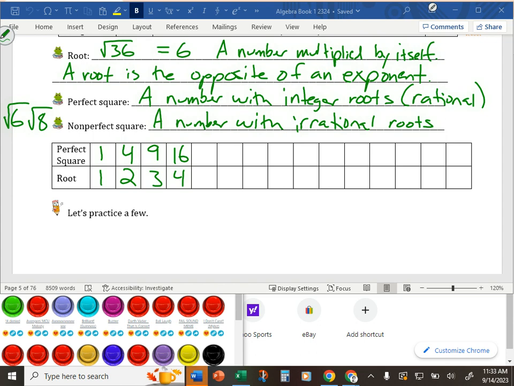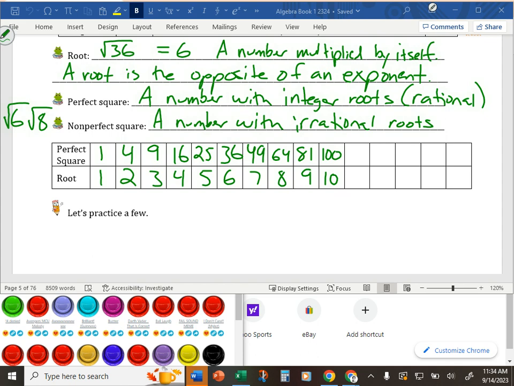Make sure we're jotting these down. This can go on a help sheet for the test. What comes after 16? 25. The root of 25 is 5. Then comes, anybody? 36. The root of 36 is 6. Then 49. The root of 49 is 7. 64. The root of 64 is 8. 81. The root of 81 is 9. 100. 10 times 10 is 100.